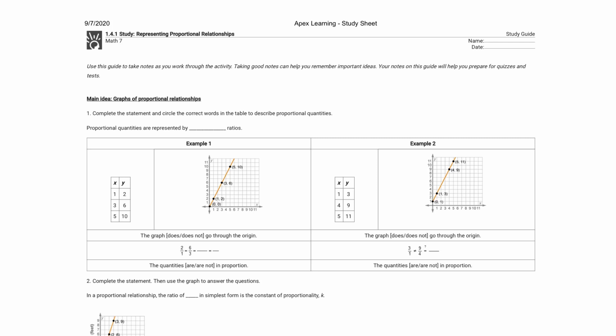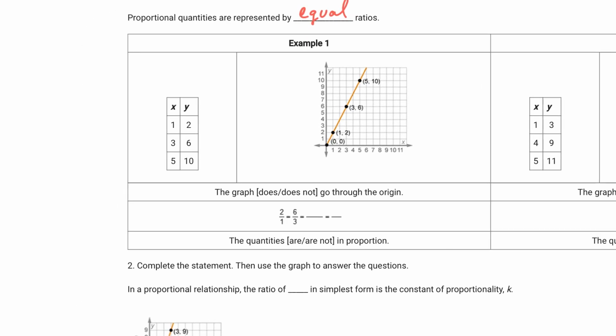Right here we see complete the statement. Proportional quantities are represented by, and we should know this one by now, equal ratios. Now we have our x values and y values. We could also present these as ordered pairs: 1 comma 2, 3 comma 6, and 5 comma 10. With ordered pairs, a pair of numbers has an order to them.